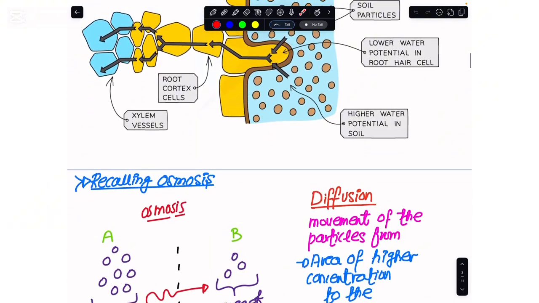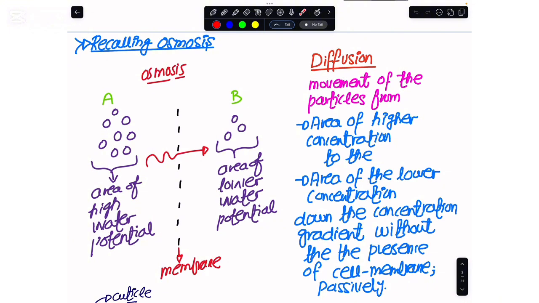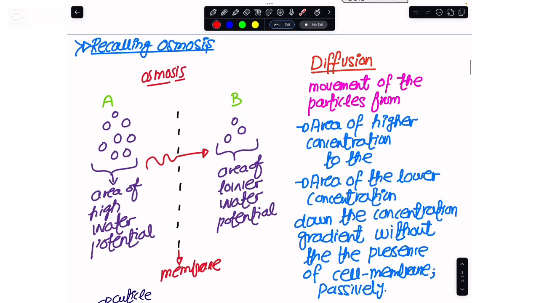Now, moving onward, before I try to clear your concept of the transportation in plant, here are some of the terms that we need to have a grip on. The first term that we have to recall is osmosis, and we know that whenever the water moves from an area of higher water potential to an area of lower water potential, across a partially permeable membrane, this would be osmosis. Now, the other thing that we have to be clear about is diffusion. So if I were to have more number of particles here, this would be making an area of higher concentration.